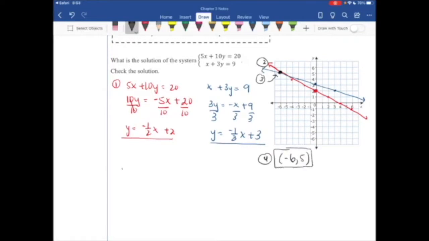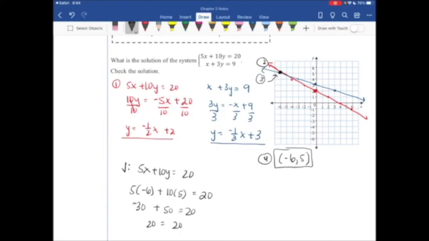Let's do a quick check to make sure that this point works. We can check by plugging it back into the original equations. So we had 5x plus 10y equals 20. We can do 5 times negative 6 plus 10 times 5, just plugging in the point from our solution and see if it works. We'll have negative 30 plus 50 equals 20, and sure enough, 20 equals 20.